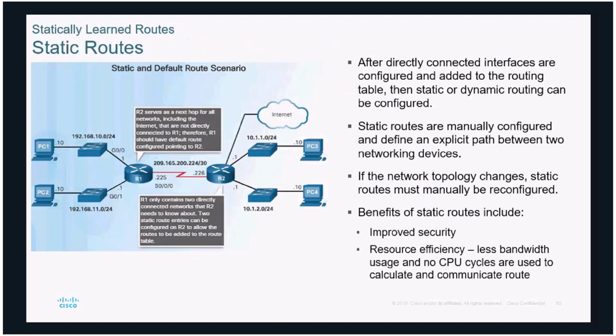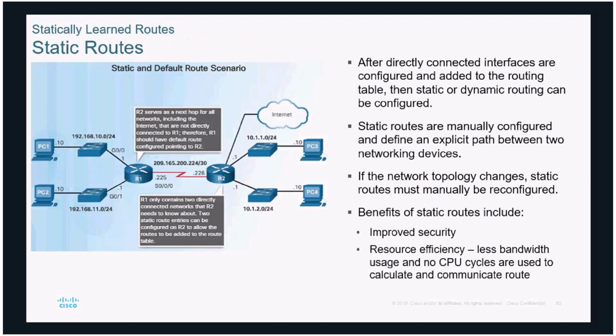Finally, static routes. After you've configured a directly connected interface and added it to the table, then you can configure the routing, static or dynamic. First we configure the interfaces, then we configure the routing. Static routes are manually configured and have a very specific path between two devices. They're both known IP addresses, start and end. If the topology changes, you've got to fix it manually. It's manually configured, manually reconfigured.